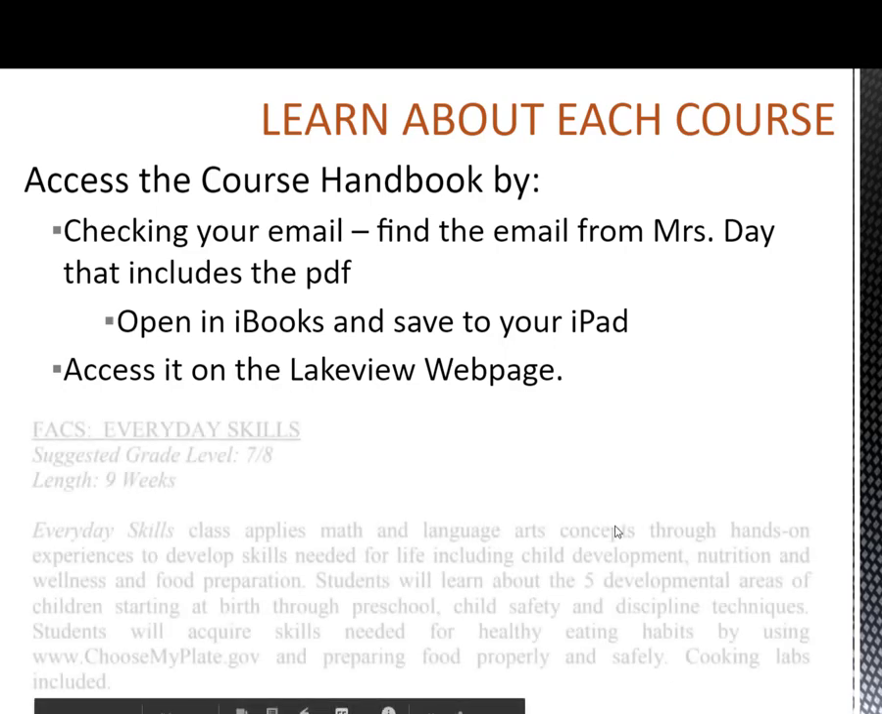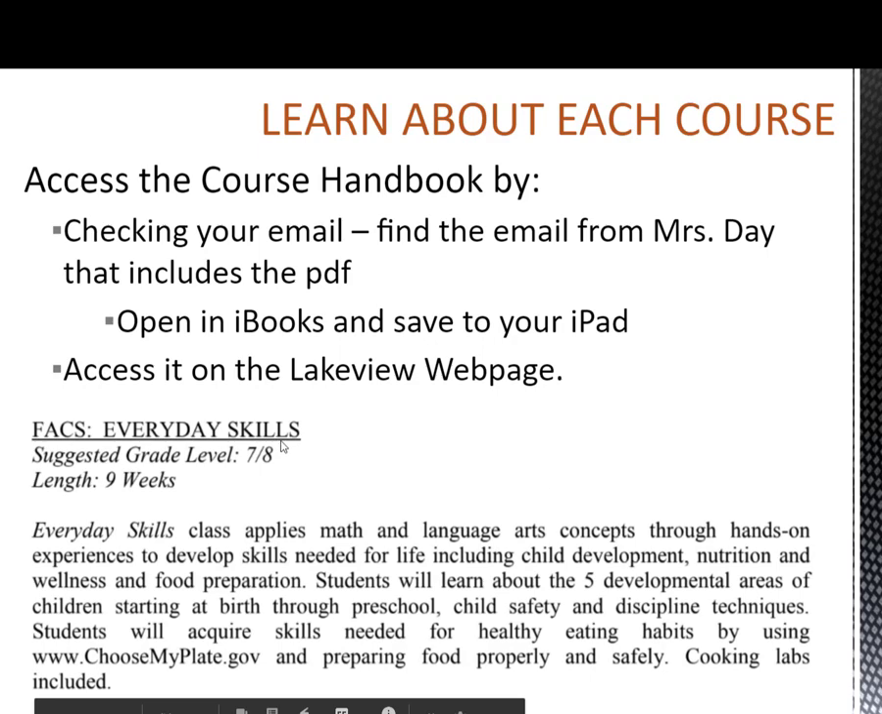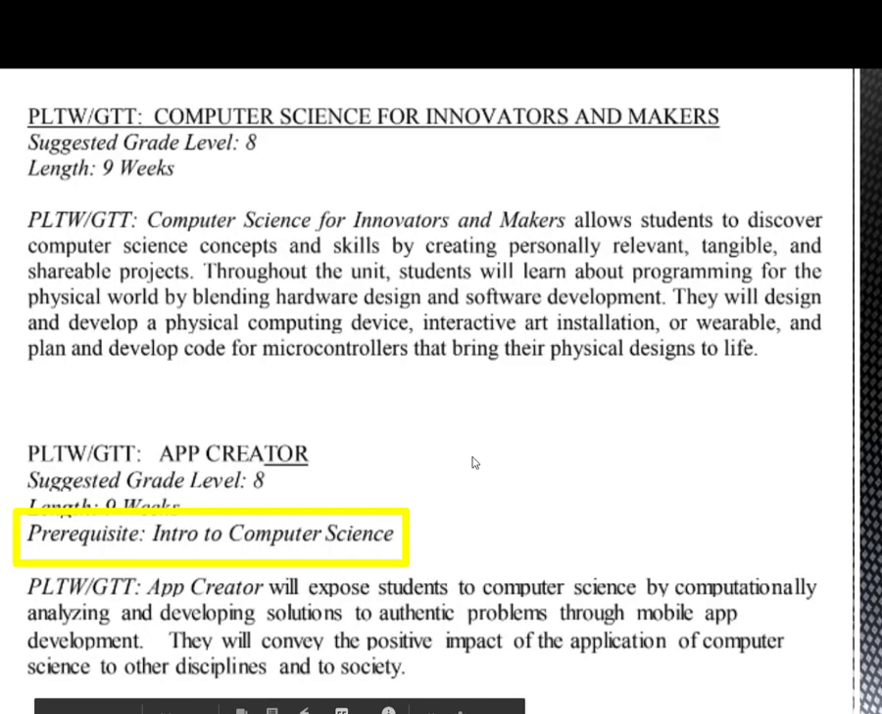So the Course Handbook tells you the name of the course, the grade level, and how long it is. And then it gives you a description. So like in Everyday Skills, it tells you that you're going to learn about child development, choosemyplate.gov, and you're going to learn to prepare food properly and safely.